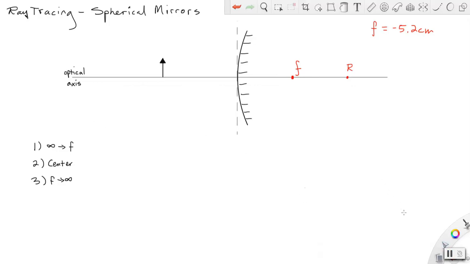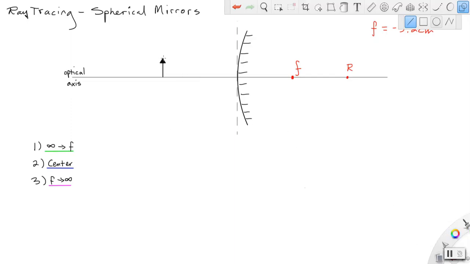Let's go through our process again. Like we did last time, we can use green to represent the parallel to focal ray, blue to represent the center ray, and purple to represent the focal to parallel ray. Now there's nothing special about these colors. I'm just trying to keep our videos consistent.